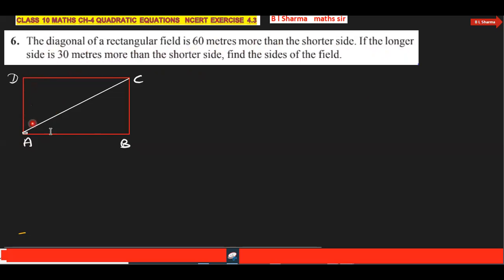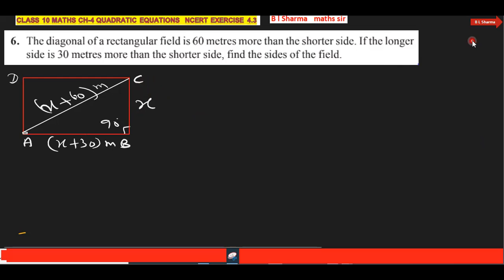ये हमारा एक रेक्टेंगुलर फील्ड है, मींस जो फील्ड है वो रेक्टेंगल जैसा है. उसमें ये शॉर्टर साइड मान लीजिए, द शॉर्टर साइड बी लेट, दैट इज एक्स. ये लॉन्गर साइड, ये जो है साइड इसे 30 मीटर मोर है, दैट इज एक्स प्लस 30 मीटर. एंड दिस डायगोनल इज 60 मीटर मोर देन द शॉर्टर साइड. शॉर्टर साइड में सबसे छोटी साइड एक्स है, तो ये जो डायगोनल है इसमें ये होगा एक्स प्लस 60 meter. We know each angle of a rectangle is 90 degree.